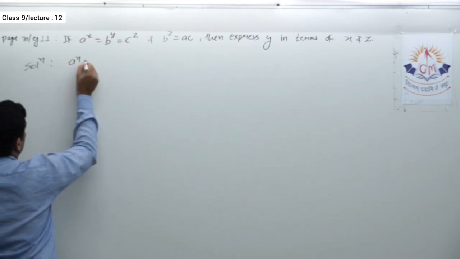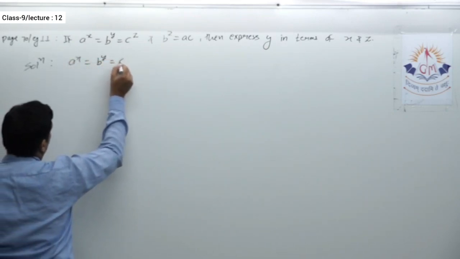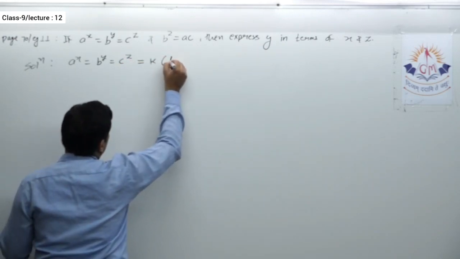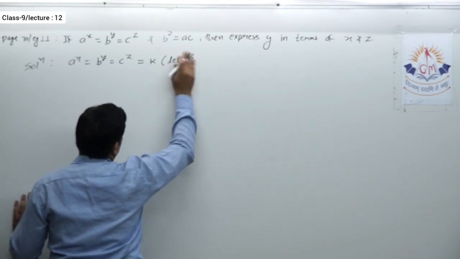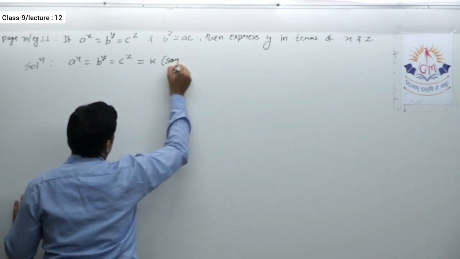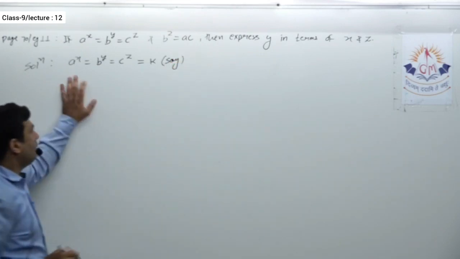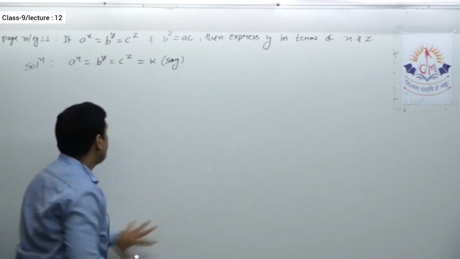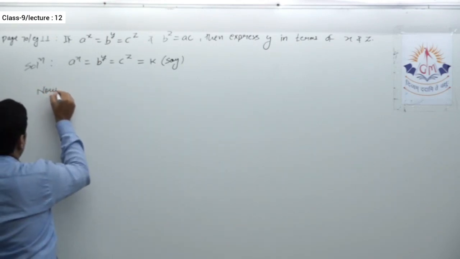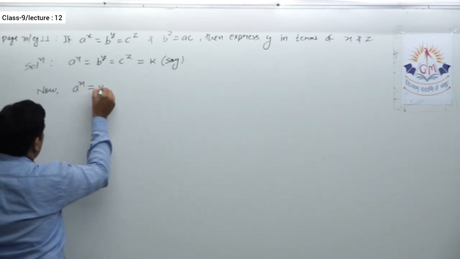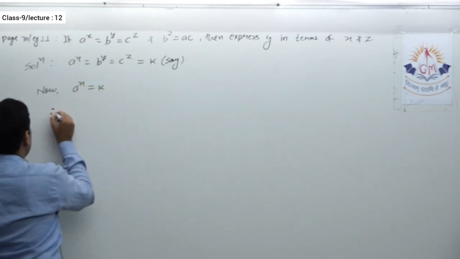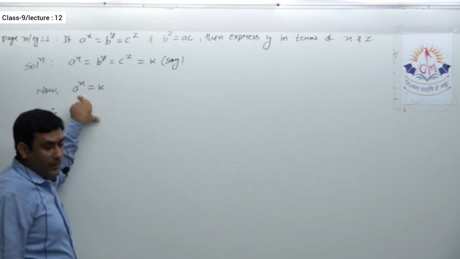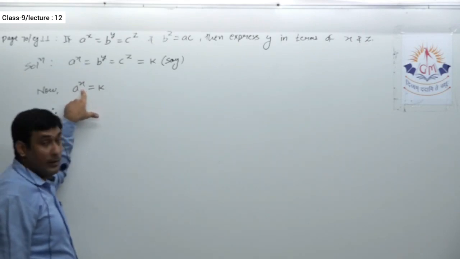See, here we have a raised to x is equal to b raised to y is equal to c raised to z. As these three quantities are equal, let us assume they are equal to k. Now when we have a raised to x equal to k, suppose from here I need to get the value of a. To get the value of a, I have to remove this exponent.